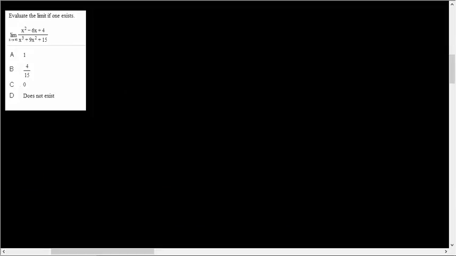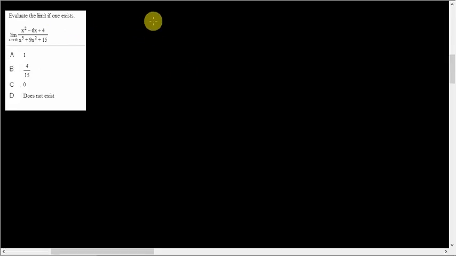Alright, in this problem, let's see. This is pretty similar to the last one we did. Evaluate the limit if one exists as x approaches infinity. I guess it seems to be pretty popular. x squared minus 6x plus 4 over x cubed plus 9x squared plus 15. The answer is 0, or does not exist. I can do this in my head, and soon you'll be able to too.